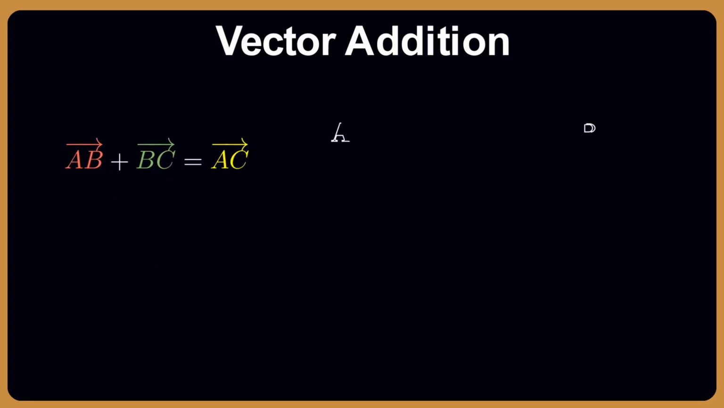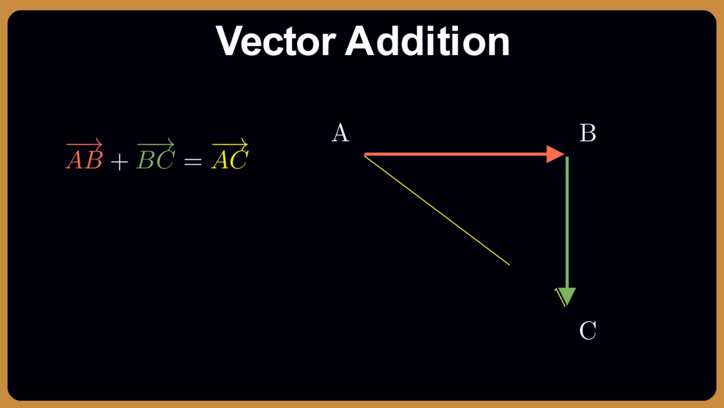We can visualize this concept by drawing the vectors to be added, in this case AB and BC. Then draw an arrow from the very start to the very end to get the vector for AC.